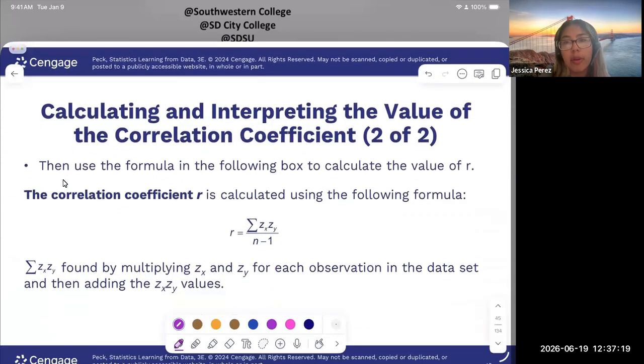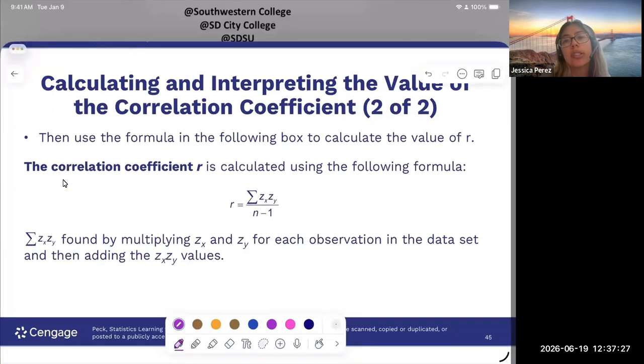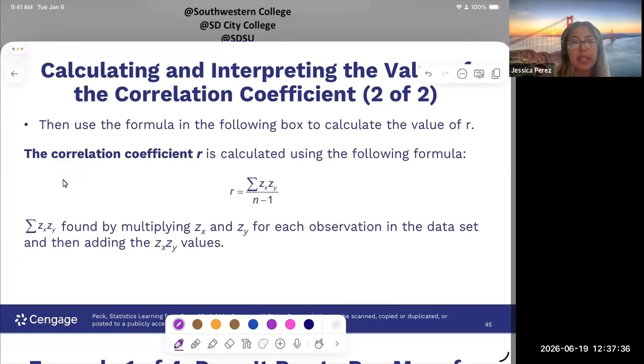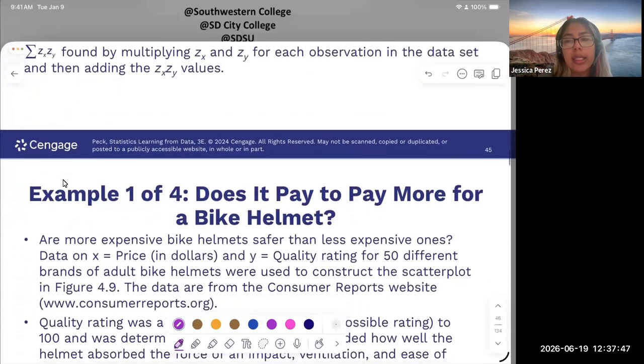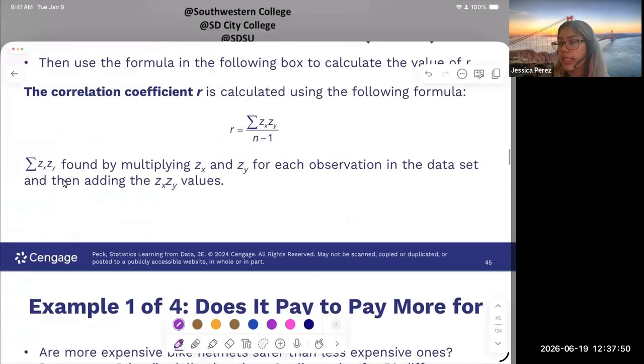Then use the formula in the following box to calculate the value of r. The linear correlation, or the correlation coefficient r, is calculated using the following formula. R is the sum of the product of z of x times z of y, over n minus 1. The product of zx times zy is found by multiplying z of x and z of y for each observation in the data set, and then adding those products. Let's start by writing this out. Another way to calculate the linear correlation coefficient R is that we'll also be able to use the calculator.